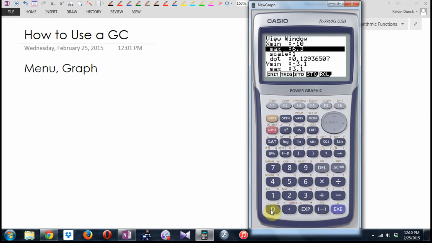X maximum is how far right? Positive 10. So I'll pause here. Anybody that can't replace those? So far, so good. Scale is what you want each tick mark to be worth. Now, from negative 10 to positive 10, how far is that? 20. So what I'm going to be doing is fitting 20 hash marks on a grid this big.